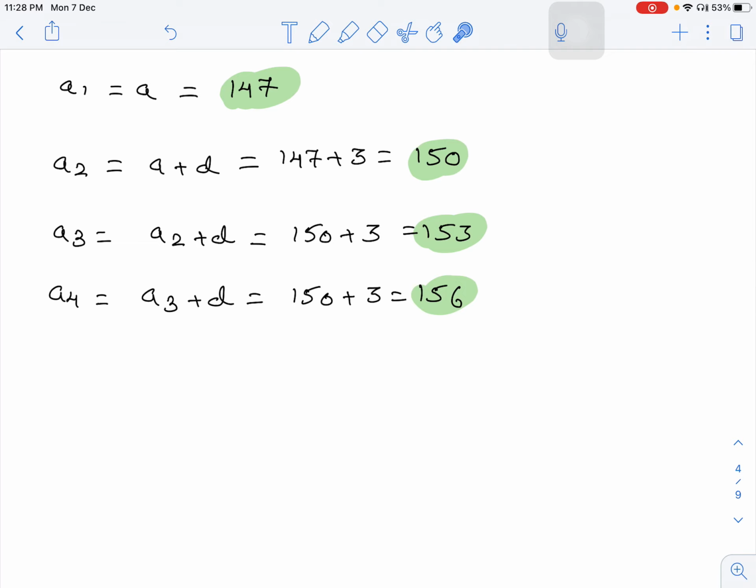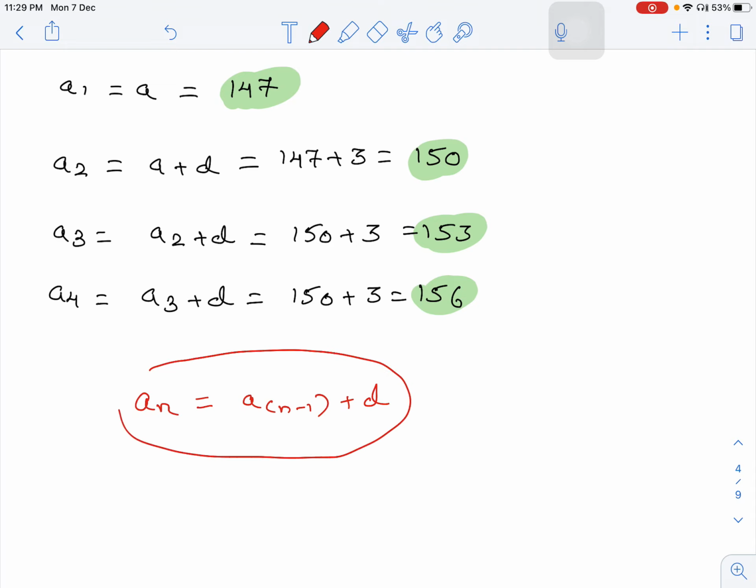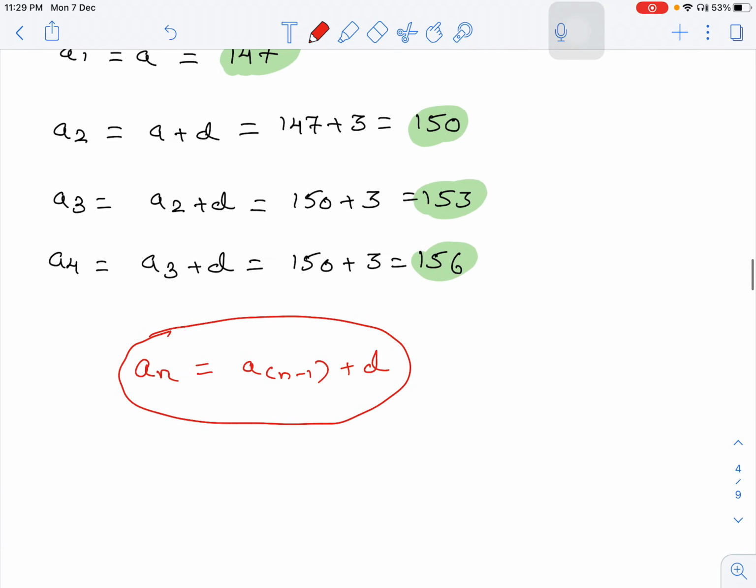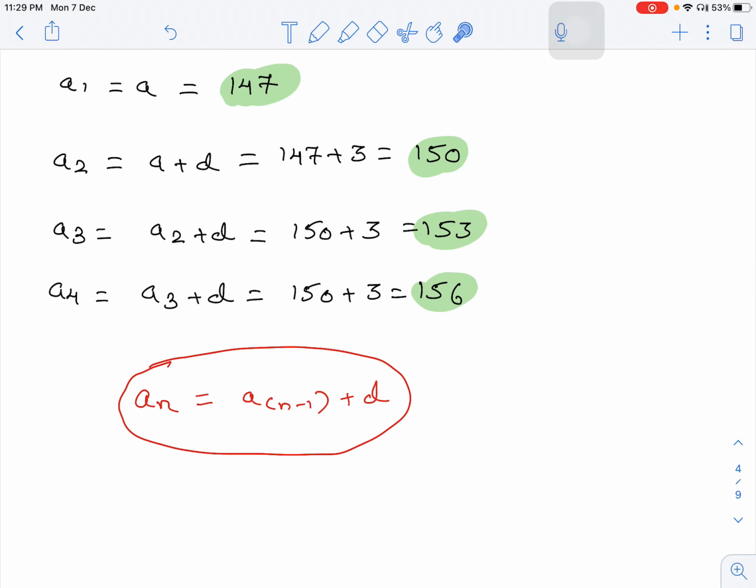In other words, we can deduce a formula for this: An equals A(n minus 1) plus D. So this is our general formula. Is it clear? Now with the help of this, if we are given the first term and the difference, we can go on forming the AP.